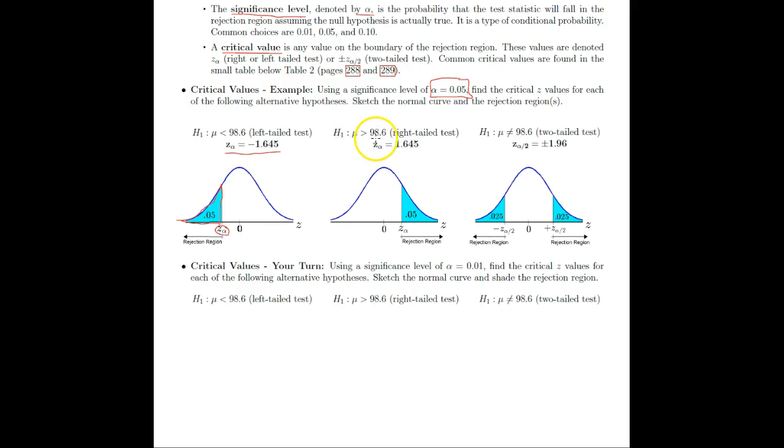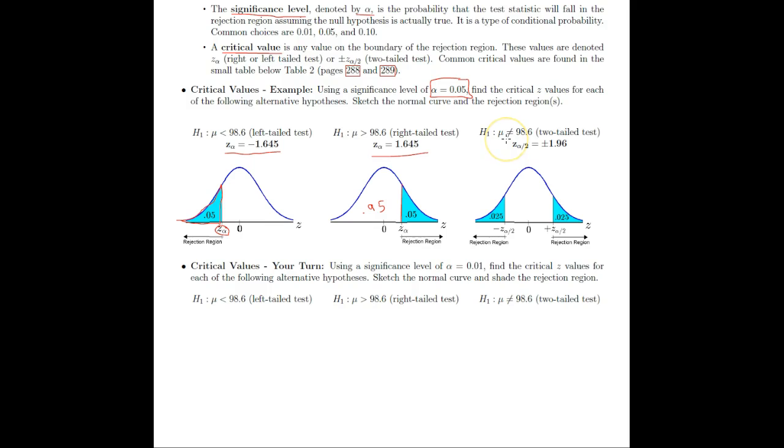For a mu greater than 98.6, for a right-tailed test, you would shade to the right of that value and find the upper 0.05. And again, you could look that up in the table, and you'd look up the bottom 0.95 in the table, and you would get positive 1.645.